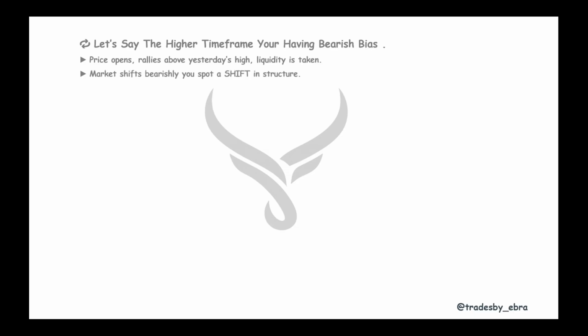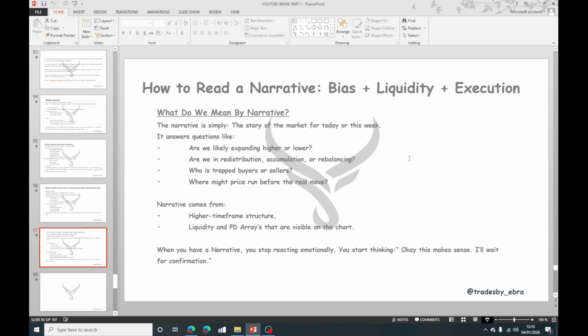Okay, then we see a shift bearishly. You spot a shift in structure. Okay, price retraces into a premium. That's where we want to find our entries if we are bearish. Then our target is the opposite zone, and that is the discount, and those could be session lows and imbalances below. Okay, I want us to go to a chart and see that on a chart.